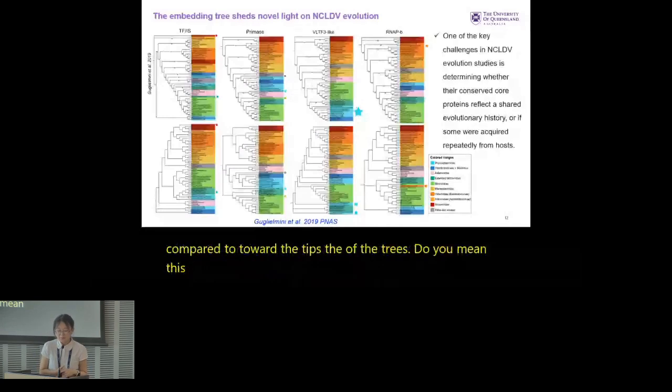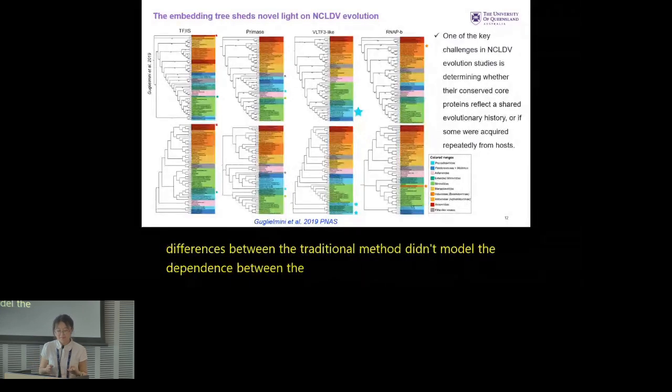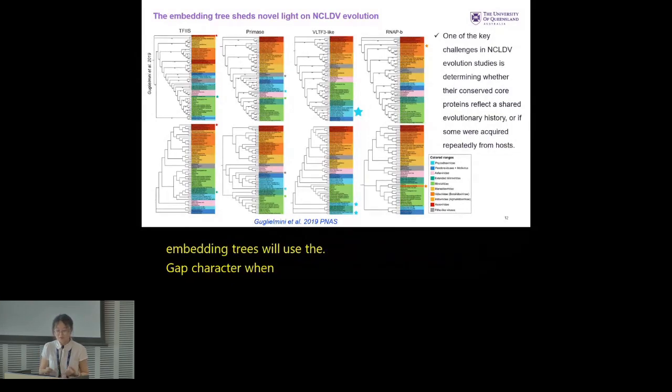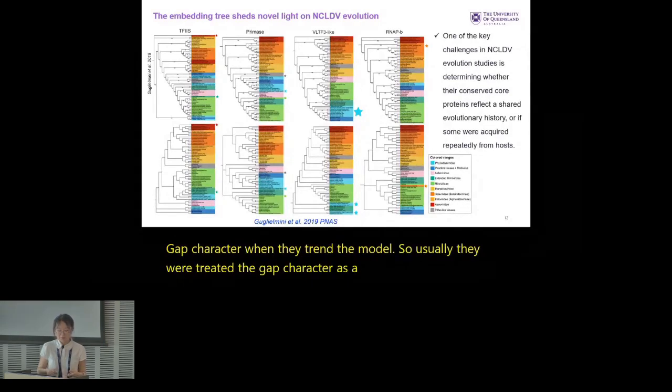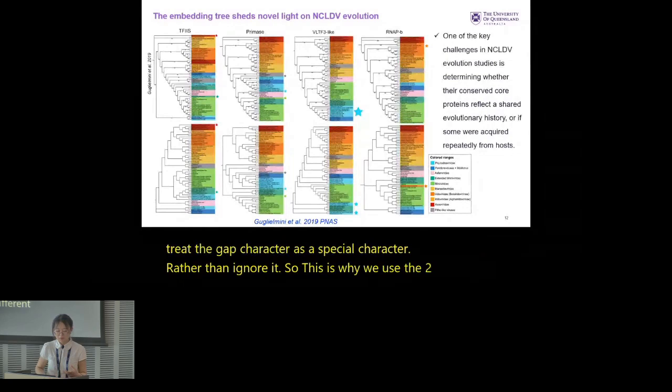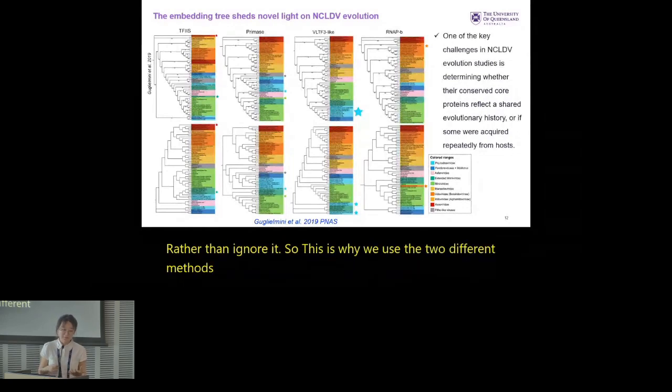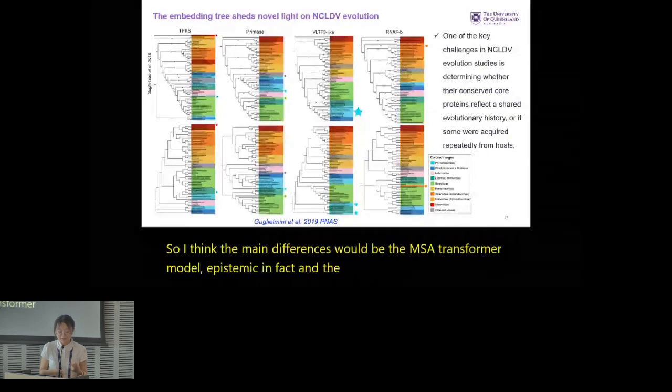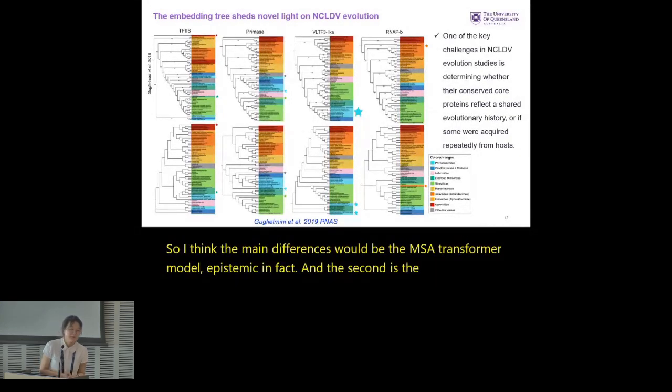I think the differences are, first, the traditional method didn't model the dependence between the columns, and second, the embedding trees use the gap character when they train the model. Usually the traditional methods ignore the gap character, rather than treating it as a special character. So this is why we use two different methods, and got similar results, but also some different results. I think the main differences would be the MSA transformer model's epistatic effect, and that the MSA transformer takes the gap character into consideration. Thank you.